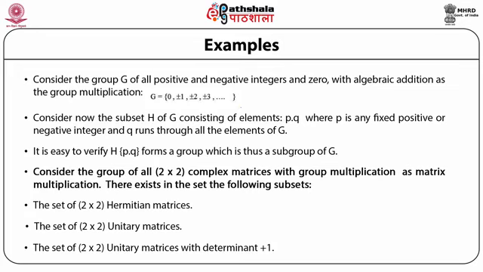not Hermitian. For the Hermitian matrices, H1 dagger is equal to H1 and H2 dagger is equal to H2. But (H1 H2) dagger is equal to H2 dagger H1 dagger, which is equal to H2 H1, which in general is not equal to H1 H2. Therefore, the set of 2 by 2 Hermitian matrices is not a subgroup of the group of all 2 by 2 complex matrices.